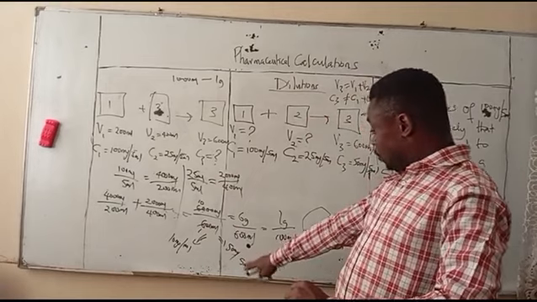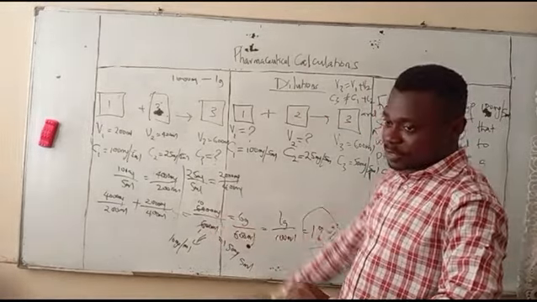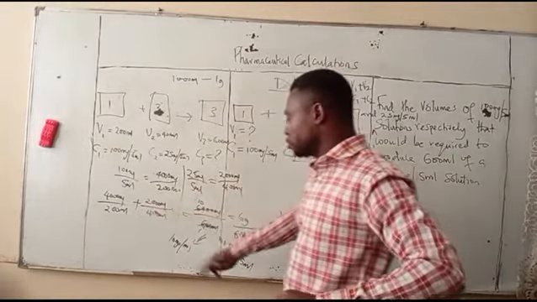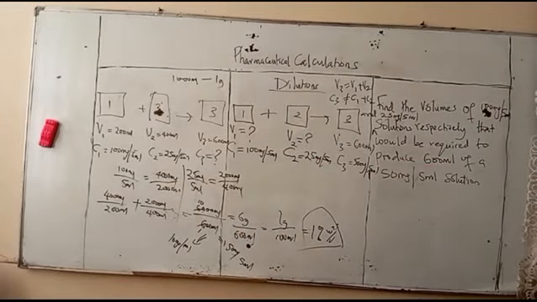Okay. Do you now understand this alligation medial? It's simple. It's not difficult. Once you understand your ratio and proportion, you are good to go.